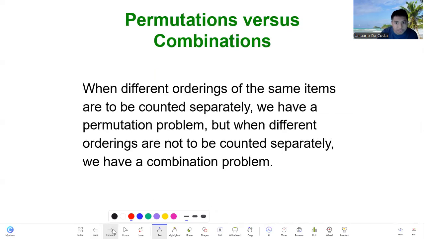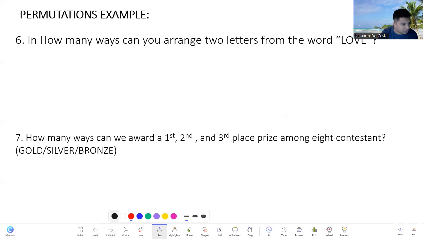Okay, let's do some examples. Okay, let's work on this example. In how many ways can you arrange two letters from the word love?